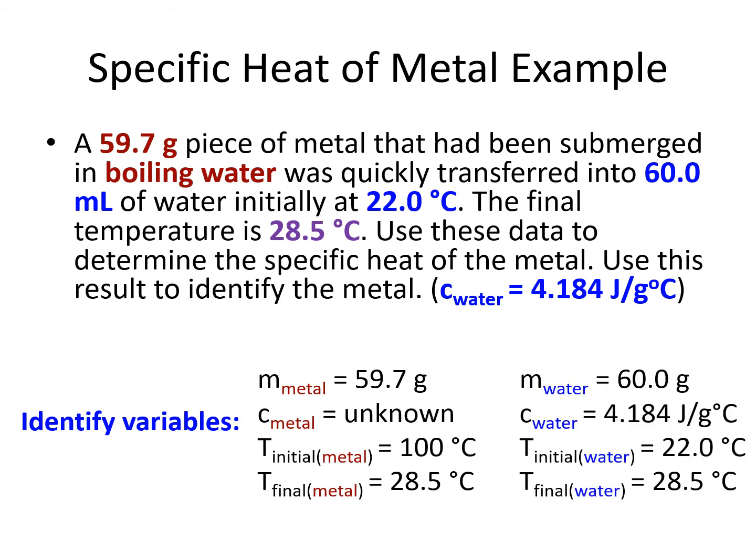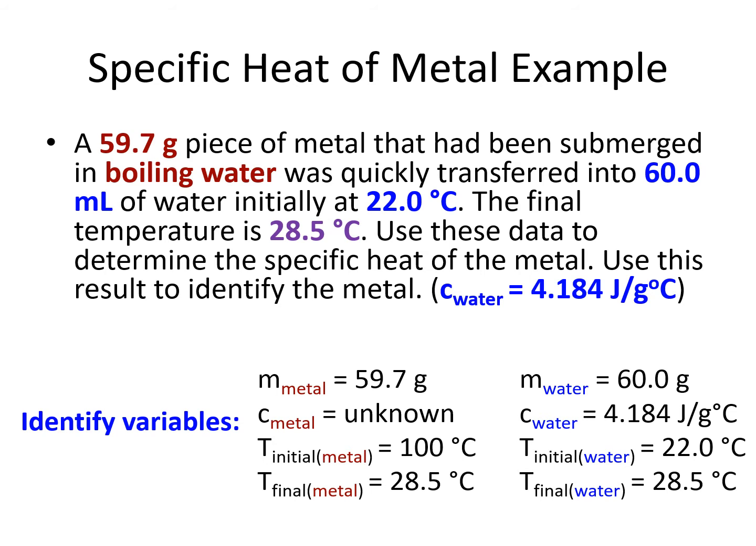For the water, we know the mass of the water is 60 grams. How do we know that? We're told that the volume of water is 60 milliliters, and water has a density of 1 gram per milliliter. So anytime we're talking about water specifically, not any other substance, but water specifically, if we're given the milliliters, then we can just change those milliliters to grams and they're the same thing. So the mass of the water is 60 grams.